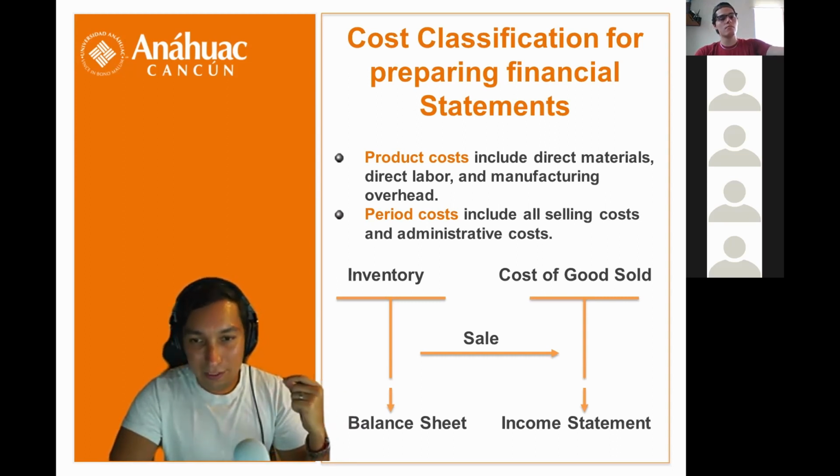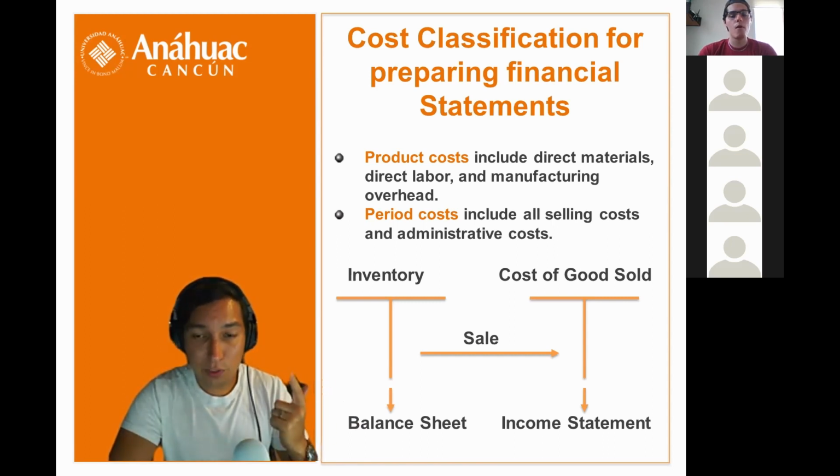So the matching concept has three parts. First, we want to match our revenue to the period in which it is earned. Second, we want to match our expenses to the period in which they are incurred. And the third part is the one that applies here. We want to match our expenses to the revenues they generate. Okay? Everybody okay with the matching terminology?